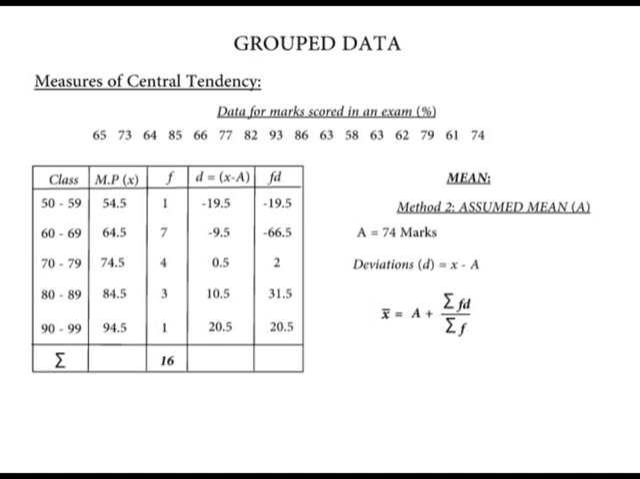The summation of FD will give us minus 32. And therefore mean is equal to the assumed mean 74 plus minus 32 over 16. That is equal to 74 plus minus 2, giving us 72, the same mean. The modal class is the one with the highest frequency, that is 60 to 69.